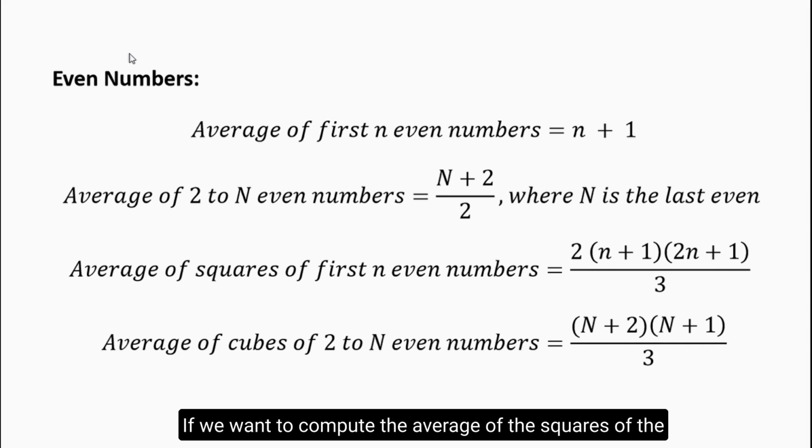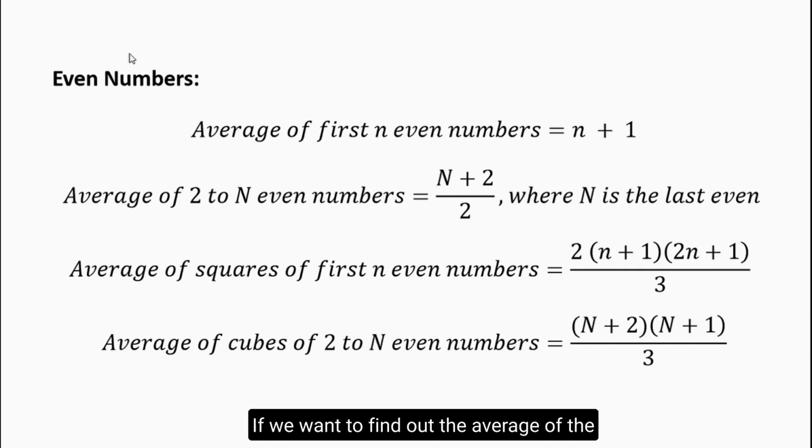If we want to compute the average of the squares of the first n even numbers, we can use the formula of 2 into n plus 1 into 2n plus 1 divided by 3. If we want to find out the average of the cubes of first n even numbers, that is the average of the cubes of the numbers starting from 2 till n, we can use the formula of n plus 2 into n plus 1 divided by 3. In this formula also, the value of n should be the last even number available in the question.